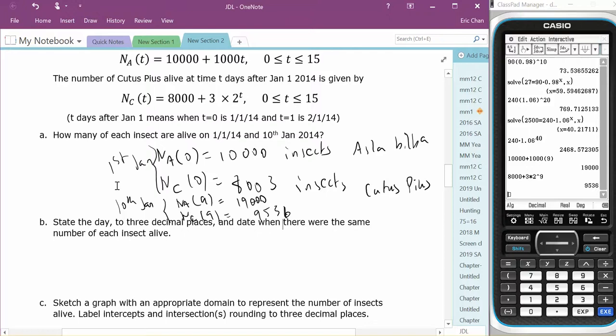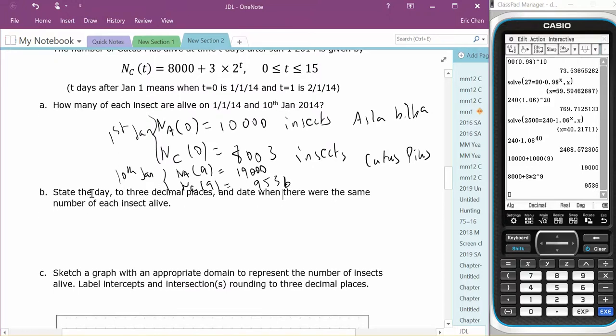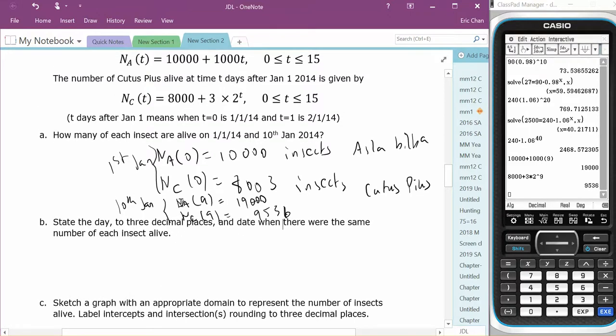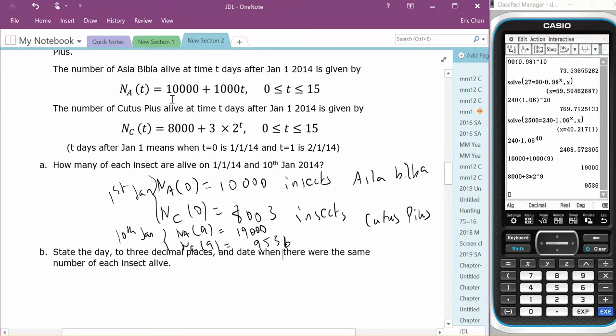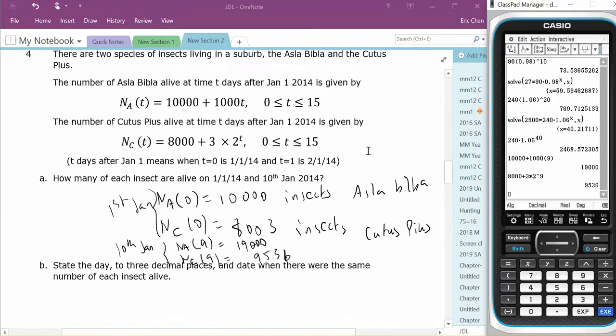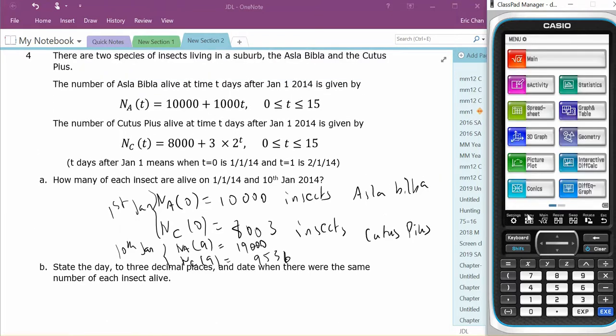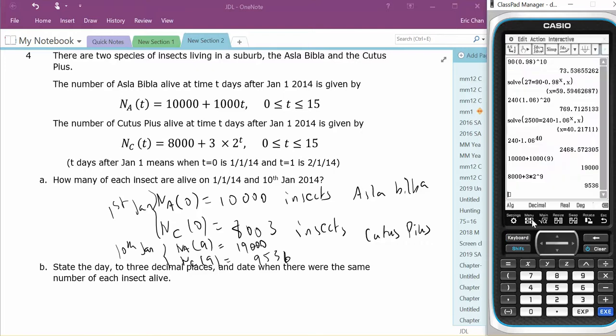So we've done that. And state the day and state the date, corrected to 2 decimal places, when there's the same number of insects alive. Okay. So you don't necessarily need to draw a graph for this. You just need to find when they're equal. Remember, when you try to find when these intersect, you just let that equal that. So y equals y. So you can actually solve this simultaneously, basically. So I'm going to use the simultaneous tool on the CAS.